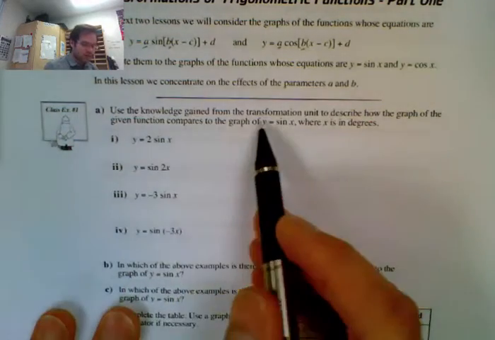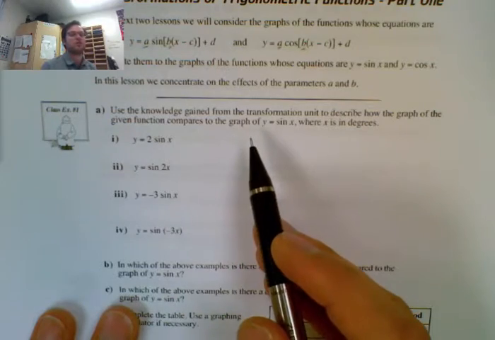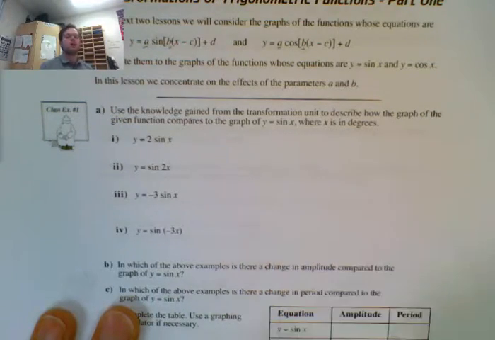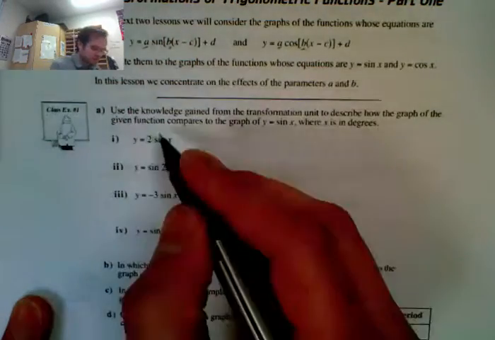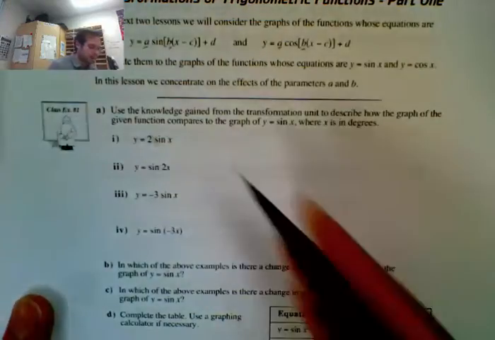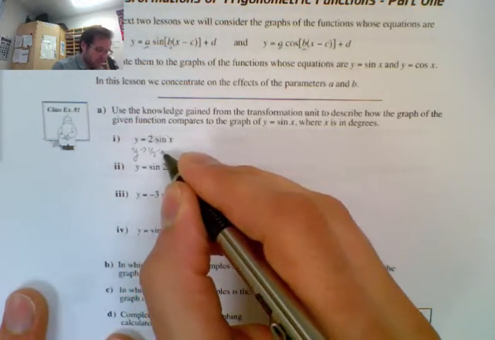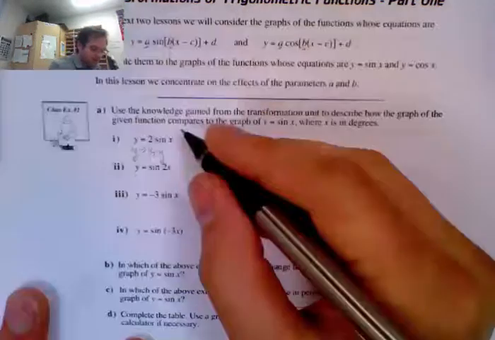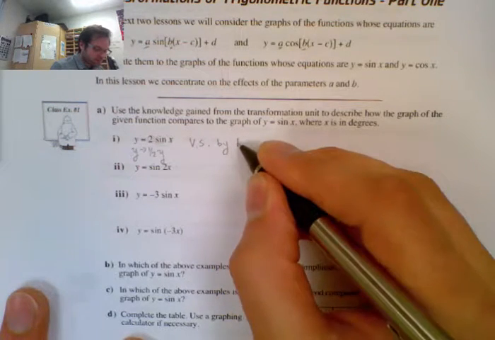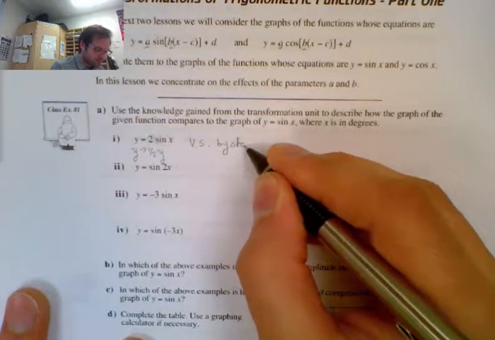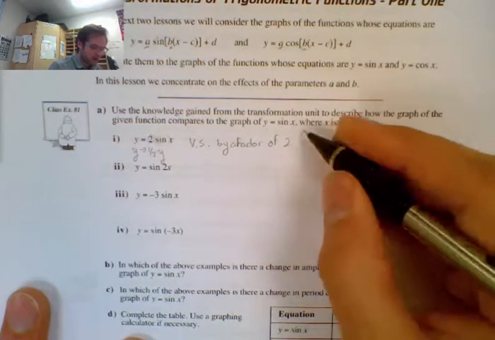It says, use your knowledge gained from transformations to describe how the graph given the function compares to the graph of y = sin x, where x is in degrees. So right here, this 2 is in front of my function of sin x. So that's the same thing as y getting replaced with 1/2 y. Now if I look at that, this means we have a vertical stretch by a factor of 2 about the x-axis.